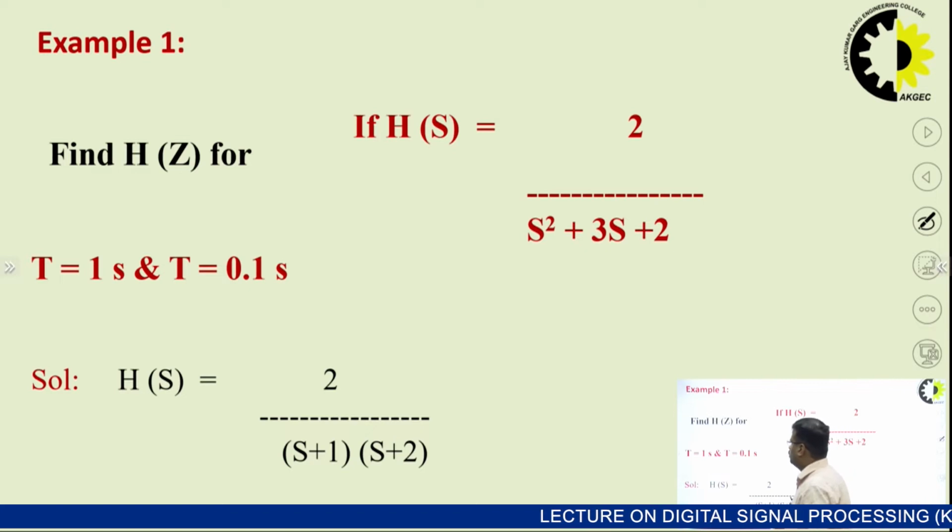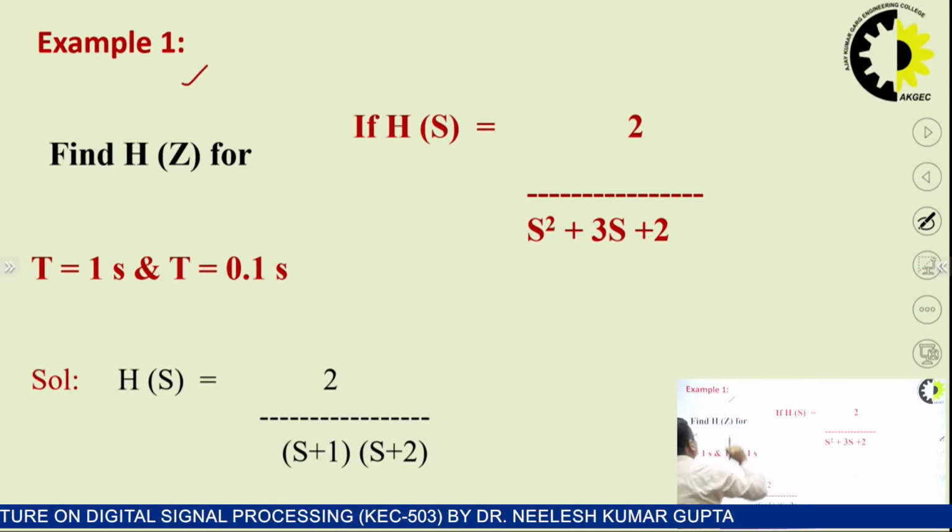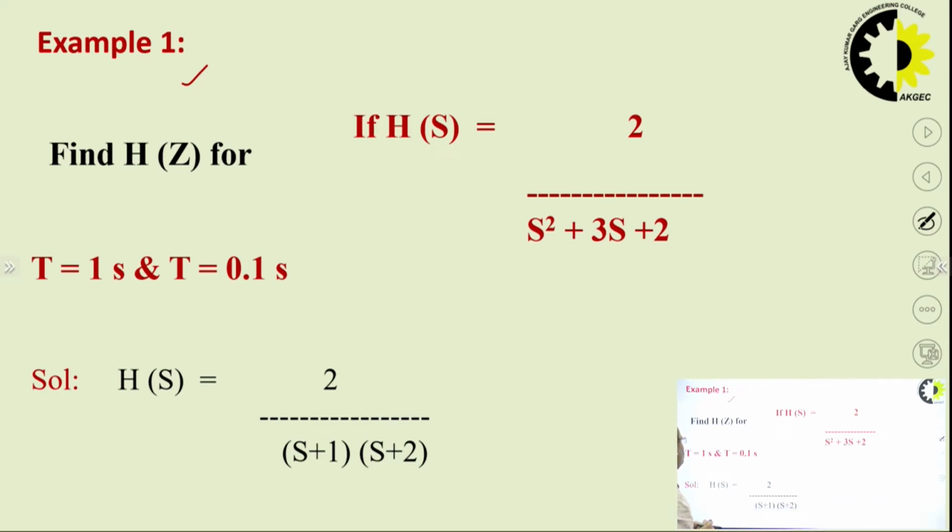Now, I am also taking some examples in this lecture. So, in example number 1, H of S is equal to 2 upon S square plus 3S plus 2. Now, you have to determine the H of Z for T is equal to 1 second and 0.1 second. If you see this, no formula is applicable directly for this expression. So, at first you have to simplify this. How do you simplify any expression? By using either factorization or partial fraction.